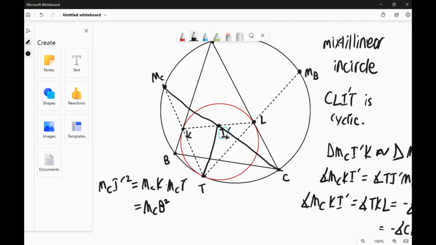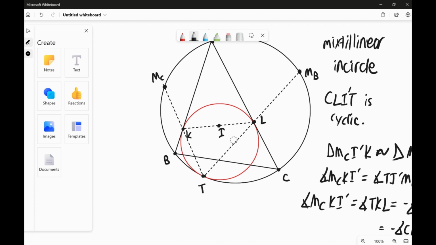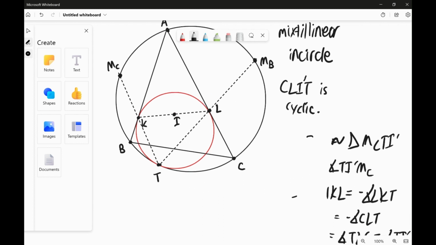And since I prime lies on the angle bisector, by the incenter-excenter lemma, surprise, I covered that in a previous video, I prime must be the incenter. So what we've shown now is that I is the incenter, definitely. Now that we know that 100% sure, let me go ahead and erase all of this stuff.